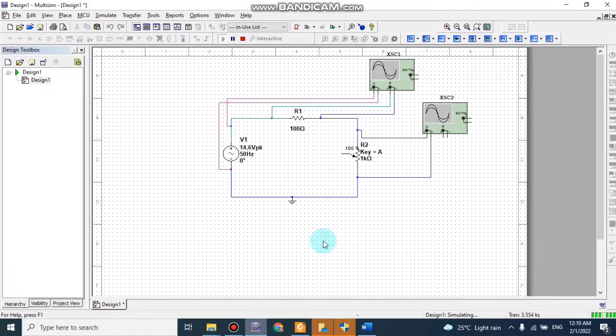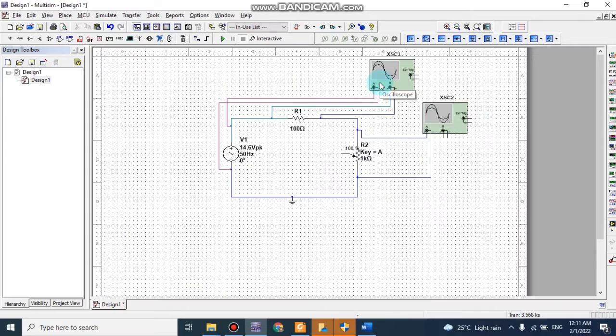And let me start. Here this is the sketch circuit in the Multisim, as shown here. The VPK is set to 14.6 VPK and the frequency set to 50 Hz. The R1 is set to 100 and R2 is set to maximum of 1K, 1 kilo ohm.